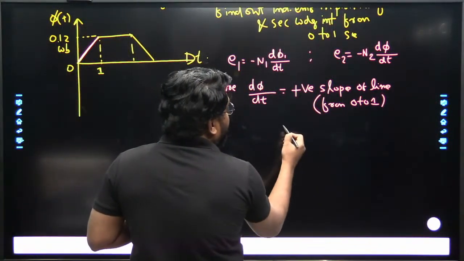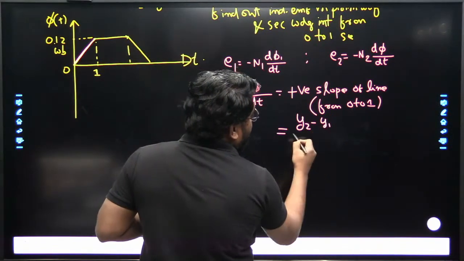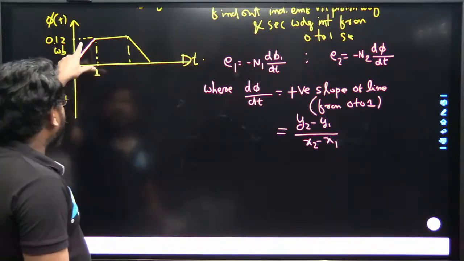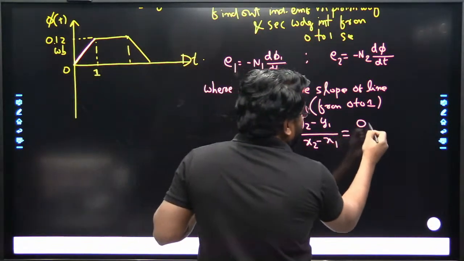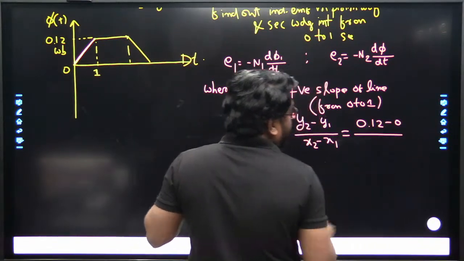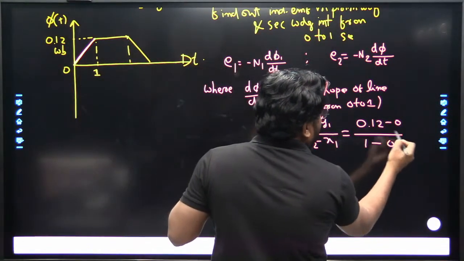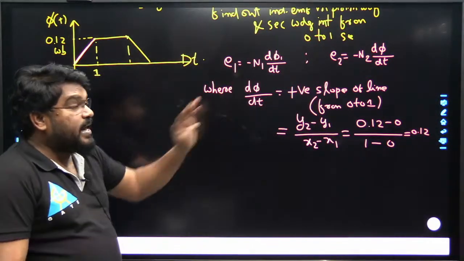So this value is equal to (y2 minus y1) divided by (x2 minus x1). So what is the y value here? 0.12 minus 0, divided by x2, which is 1, minus 0. So it is equal to 0.12. This is the dφ/dt.